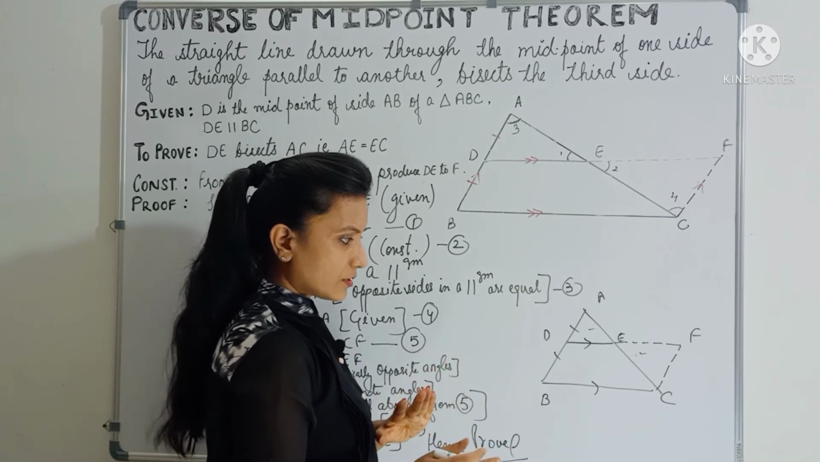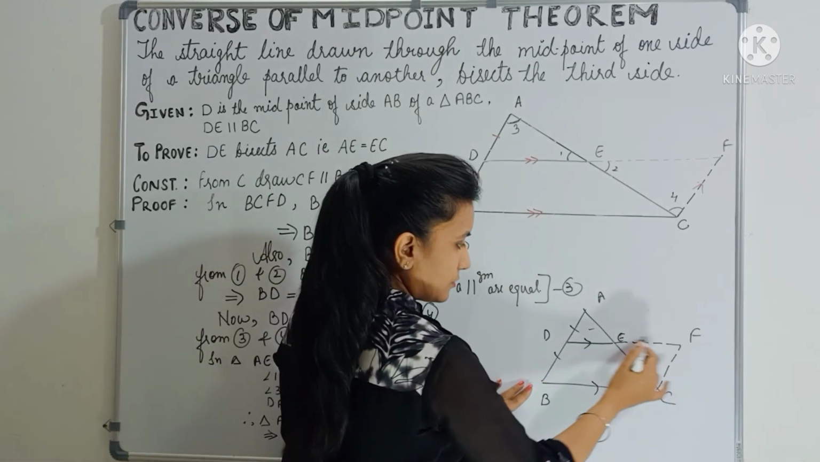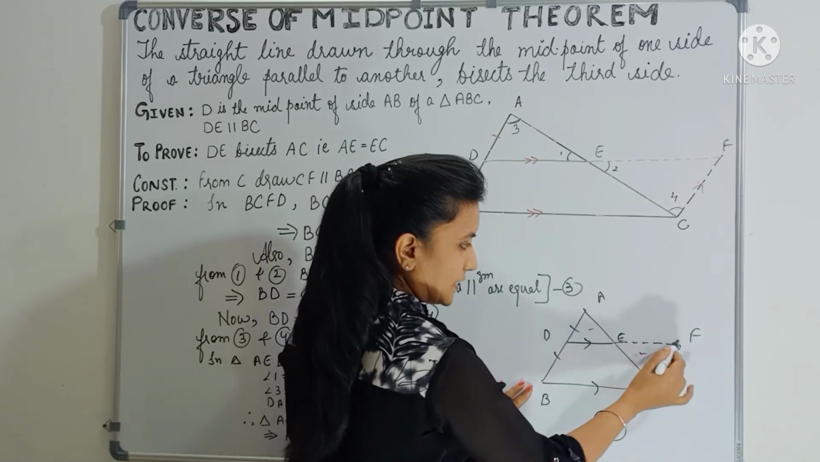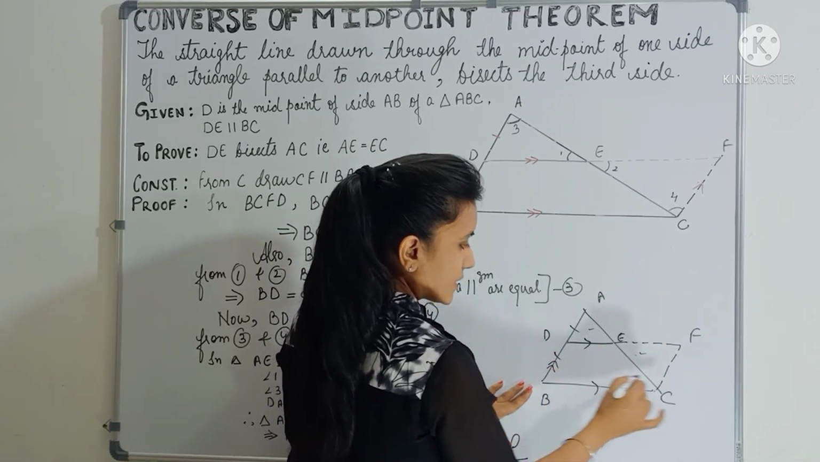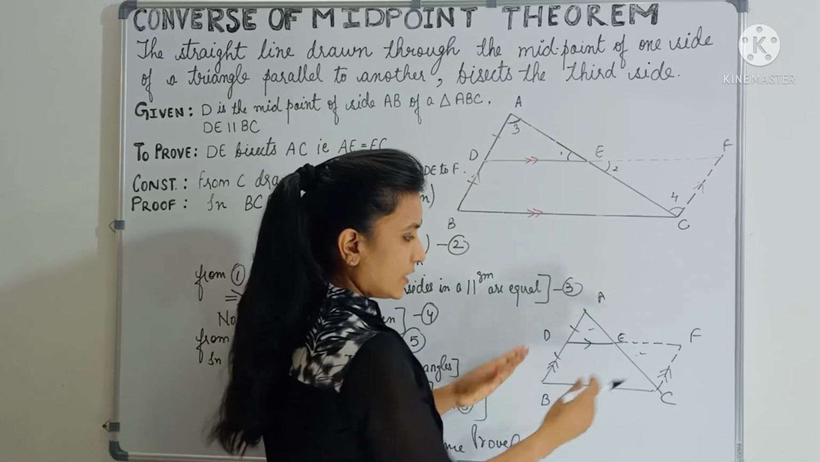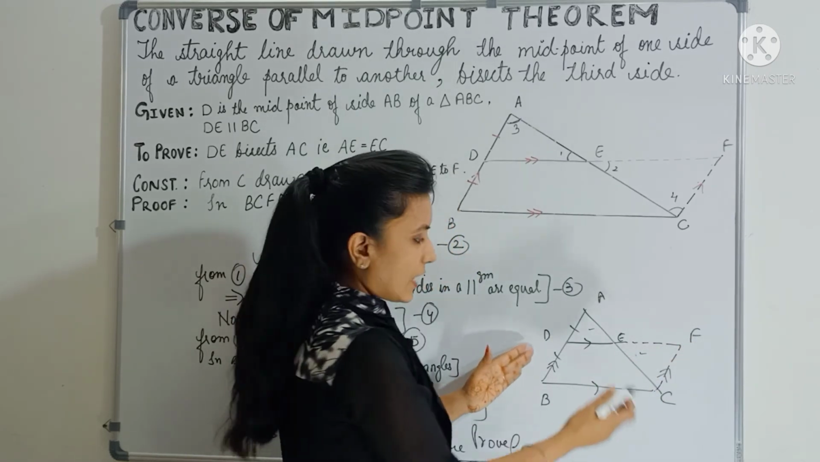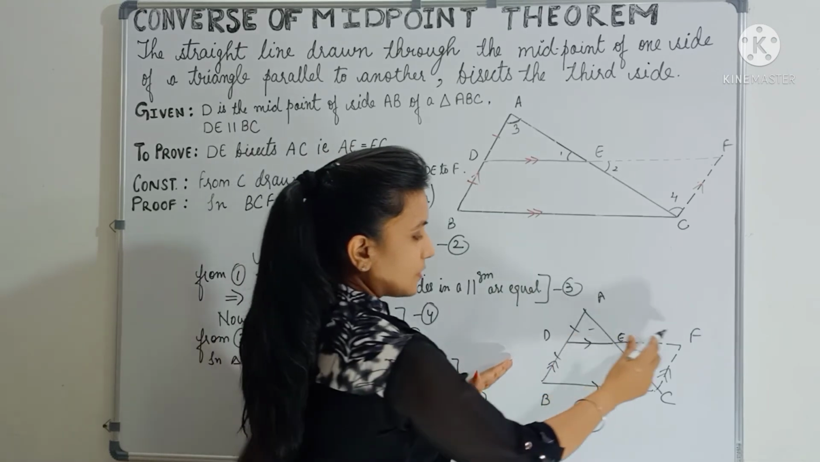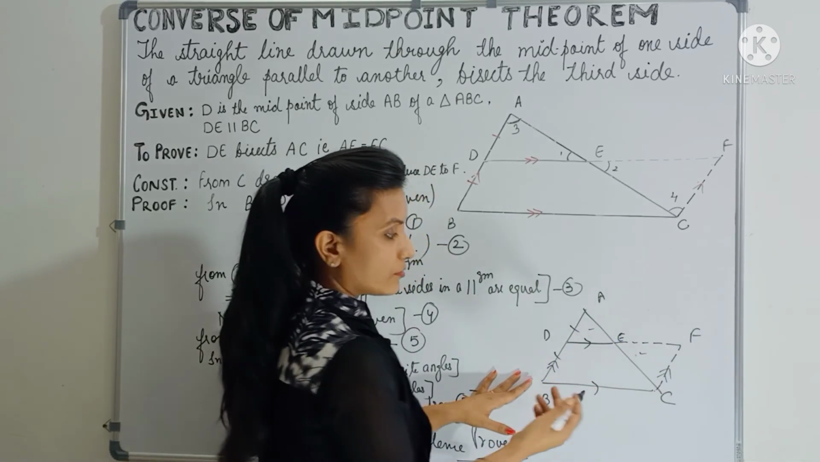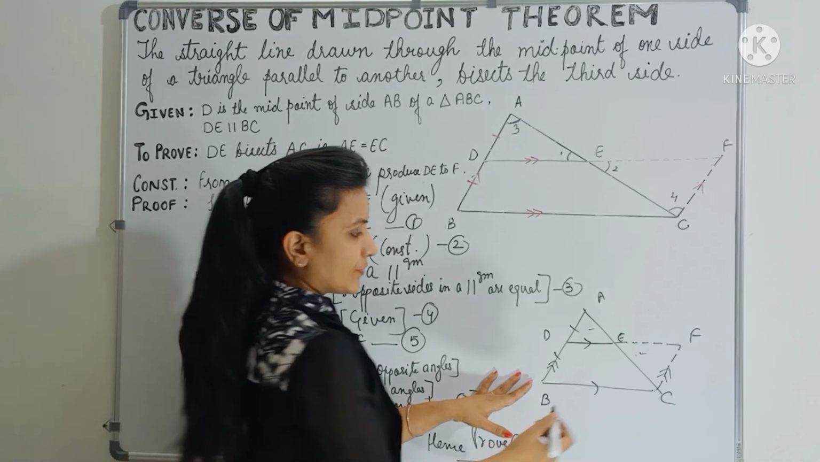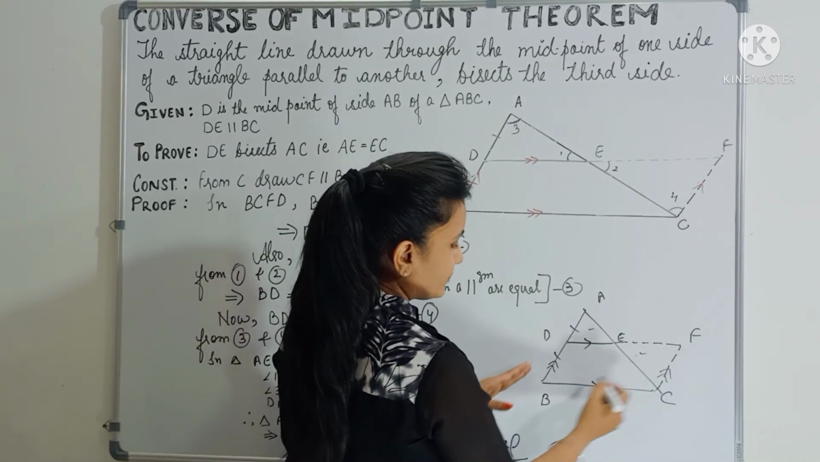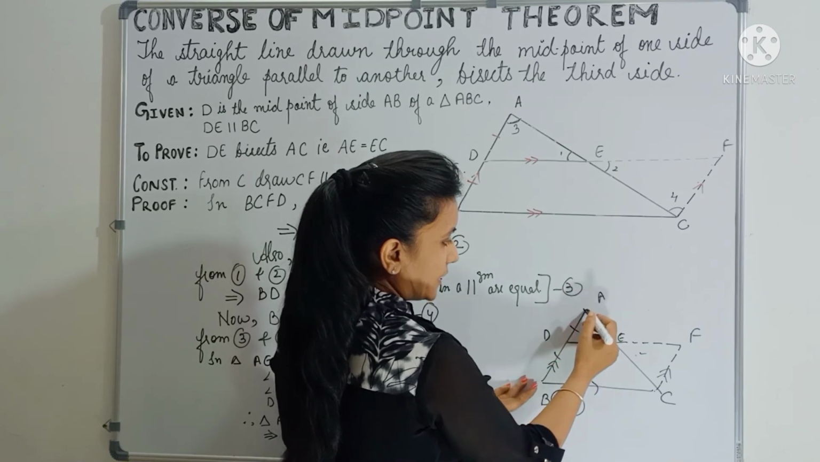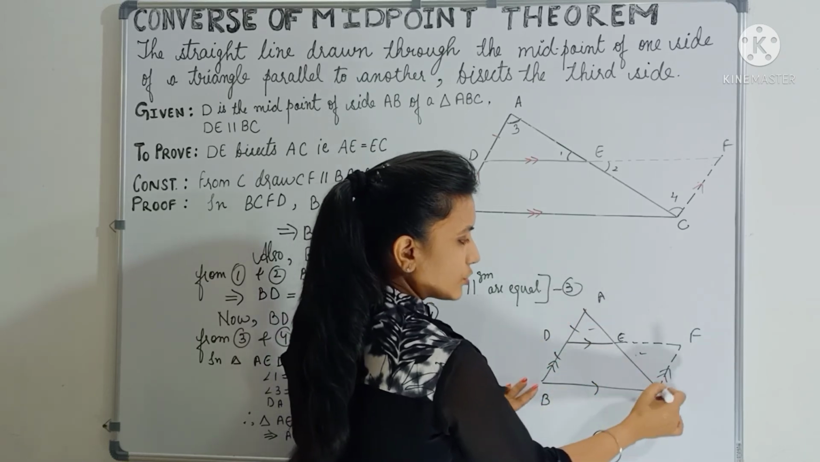So first we took this parallelogram. Here this is a parallelogram because BC is parallel to DF and BD is parallel to CF, right? These two are parallel by construction and DF is parallel to BC, it's given. So this becomes a parallelogram, right? In a parallelogram the opposite sides are equal. So CF is equal to BD and BD is equal to DA. So this implies DA is equal to CF, right?